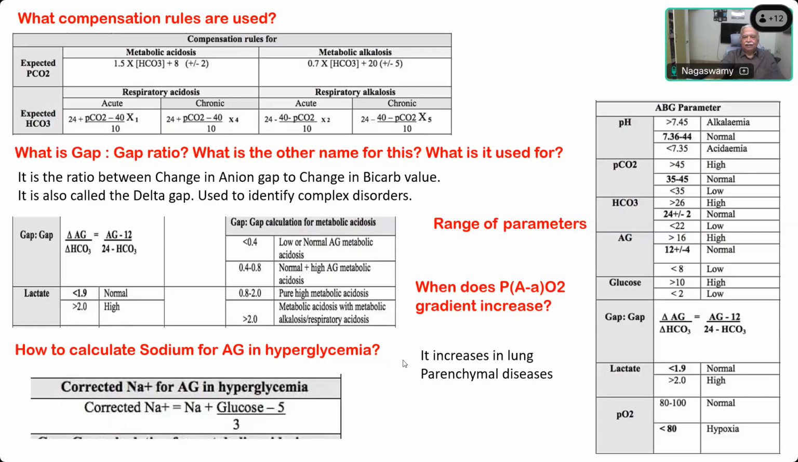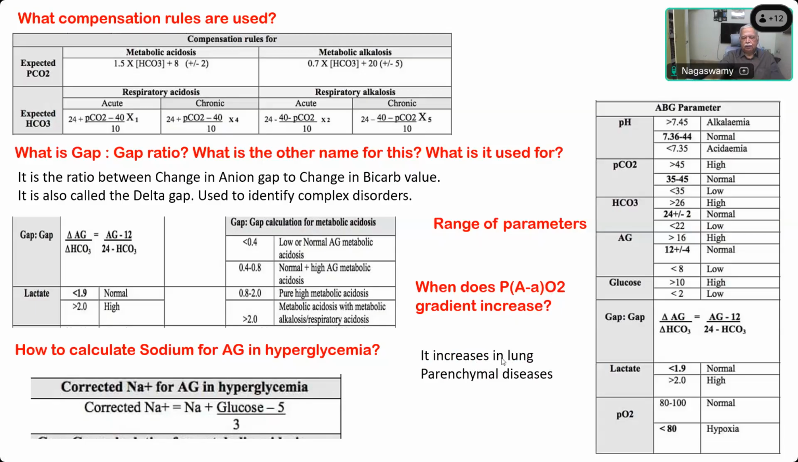Okay. This increases in lung parenchymal diseases. Normally, it is less than 5 to 10 millimeters of mercury. Alveolar oxygen will be almost 100 because from the atmospheric air, when it comes down, it comes to almost 100 millimeters of mercury, and the venous blood that is coming there, the pulmonary arterial blood, has quite low oxygen. So the arterial blood which gets oxygenated is almost 95 to 100. So there is very little gradient between these two.